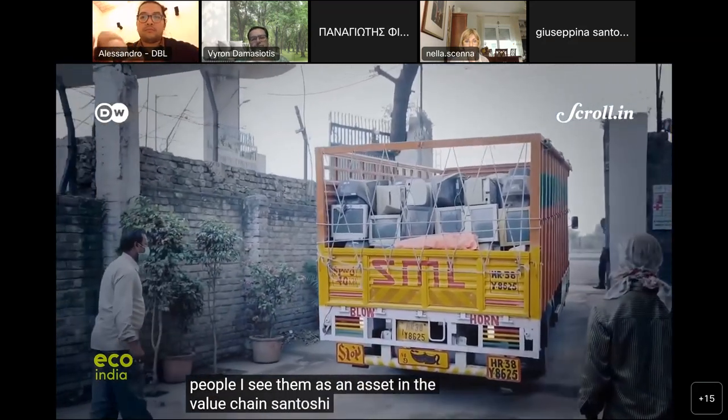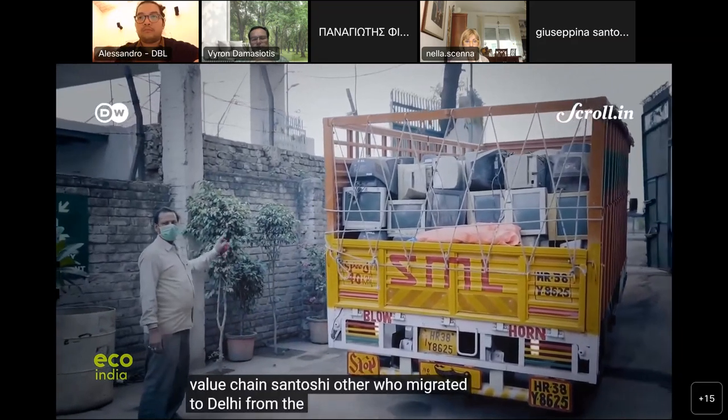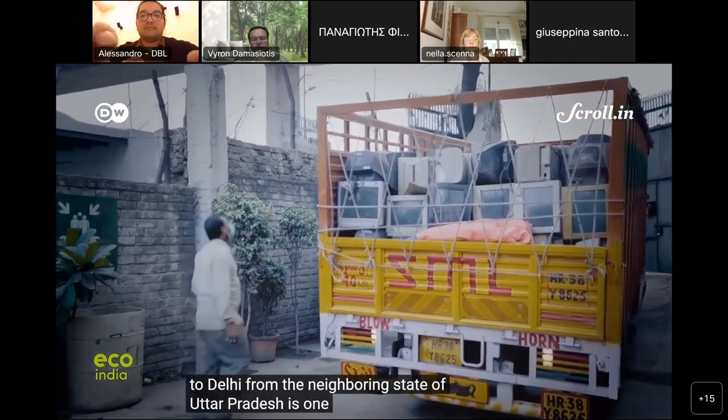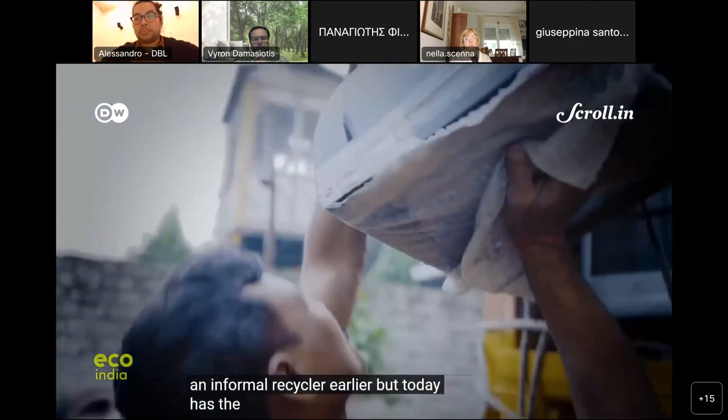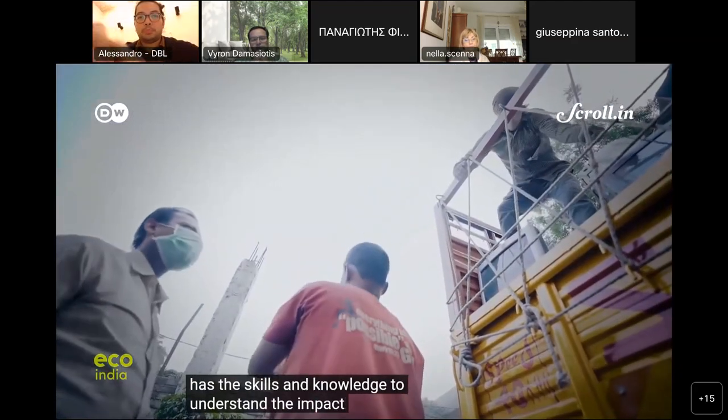Santosh Yadav, who migrated to Delhi from the neighboring state of Uttar Pradesh, is one such worker. He was an informal recycler earlier, but today has the skills and knowledge to understand the impact of his work.